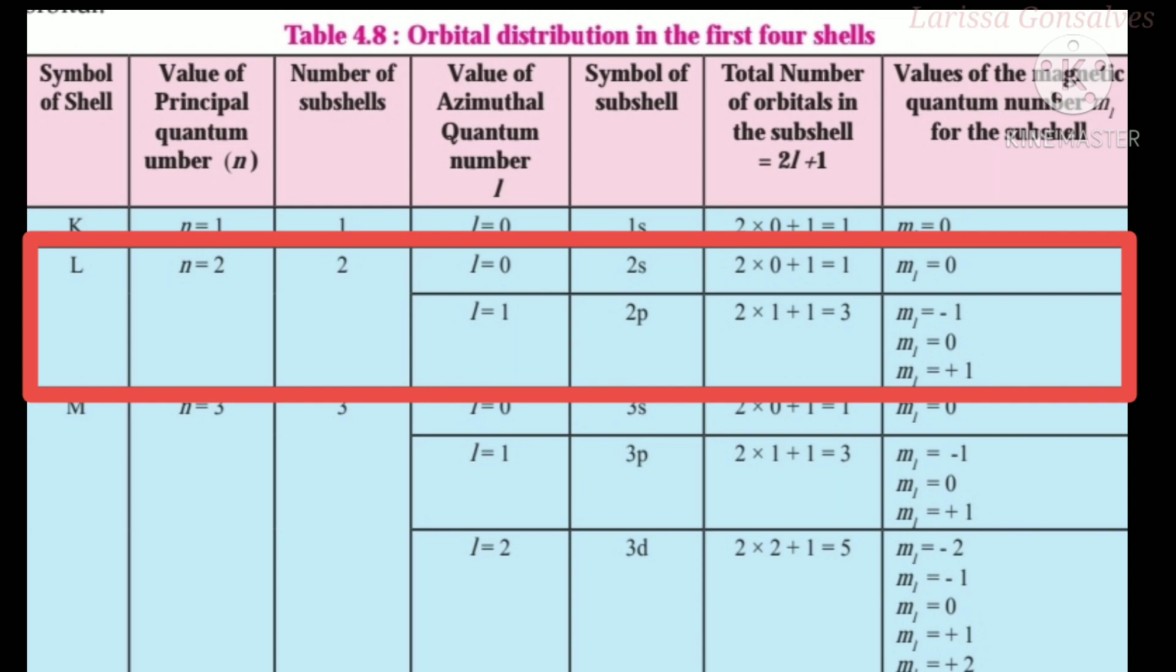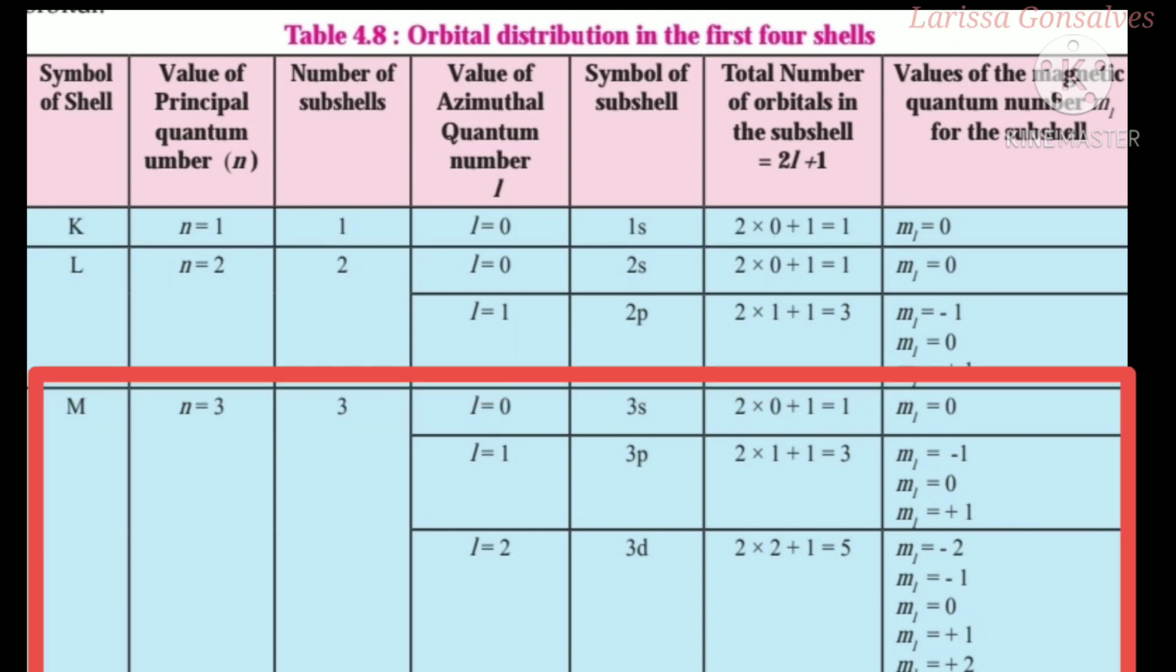Now, in order to calculate the magnetic quantum number, we will use the formula 2L plus 1. So, where the azimuthal quantum number L is equal to 0, we get the value as equal to 1. So, we need to have only one value of magnetic quantum number, and so M will be equal to 0. But where L is equal to 1, after substituting in the formula 2L plus 1, we get the answer as equal to 3. Hence, we need to have 3 values for magnetic quantum number. So, M will be equal to -1, 0 and +1.